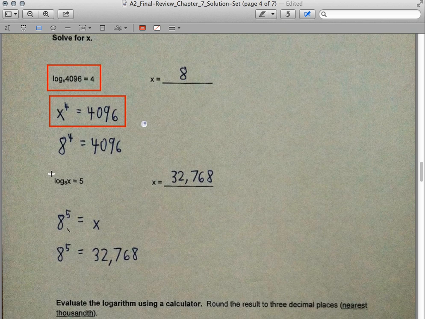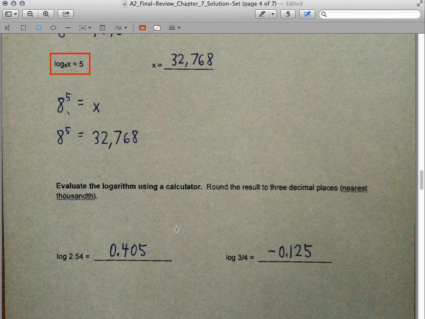Here, we are given the base value and we are given the exponent. We are asked then to understand that relationship in terms of what value does that create when we take the base 8 and raise it to the 5th power. 8 to the 5th power equals 32,768.